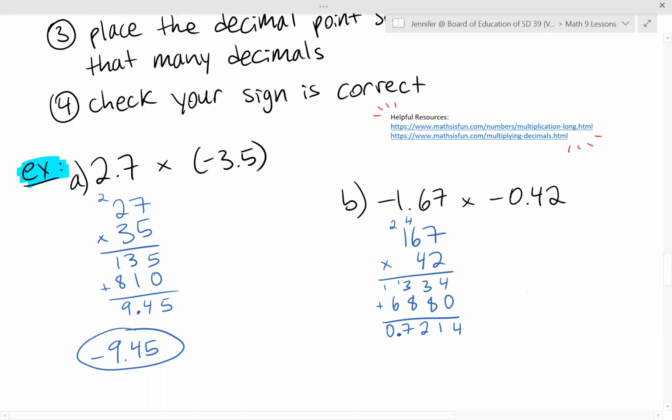Lastly, we make sure our sign is correct. We have a double negative, so overall our answer is going to be positive. So this is our final answer. Again, you have to do this without a calculator, but you can always check your work using one.